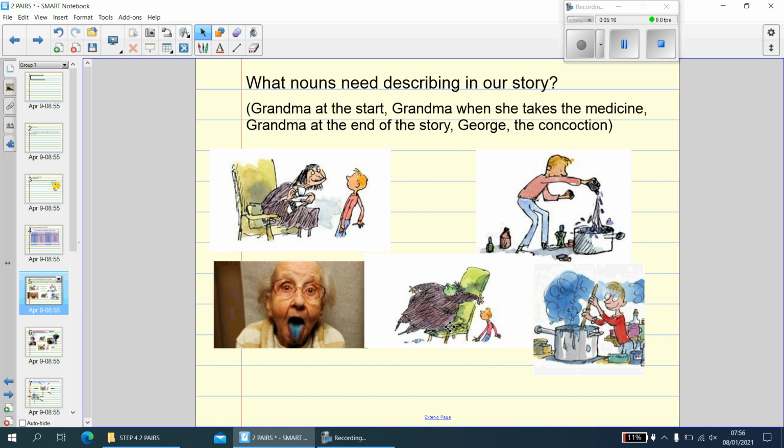Now, the reason that I split them up is because she actually acts and behaves very differently in each part of the story. So I couldn't describe Grandma in the same way at the start of the story that I would describe her at the end of the story. We've also got George. Here's a picture of George if you don't know what he looks like. And we've also got the concoction, which he is busy making here. Okay, so that's the main nouns in our story that we're going to be talking about today.